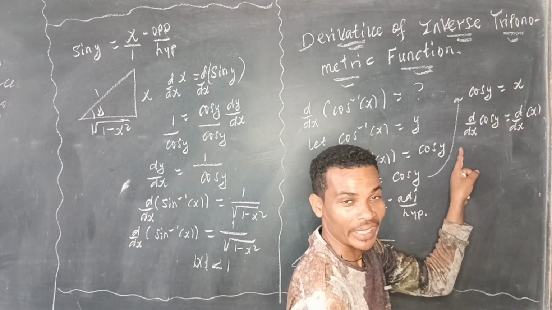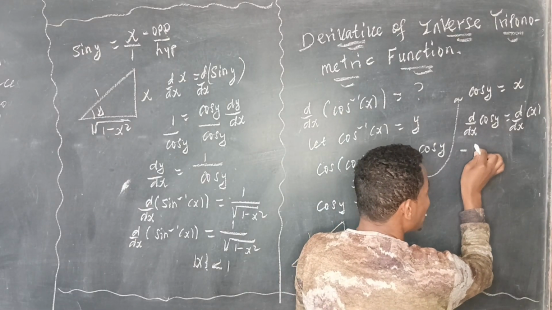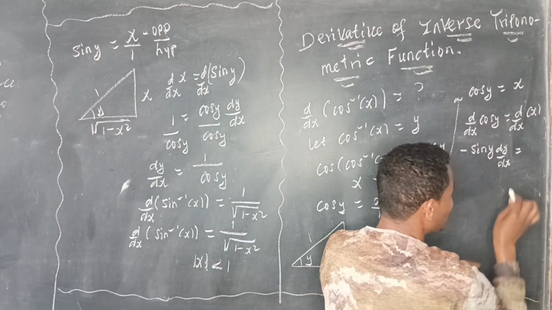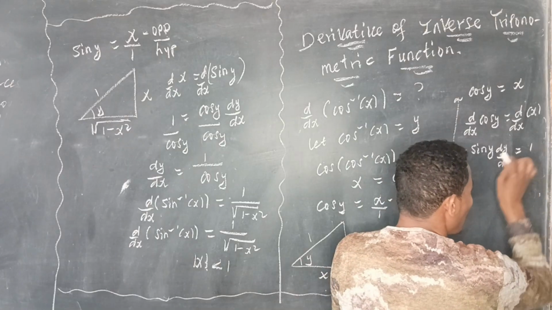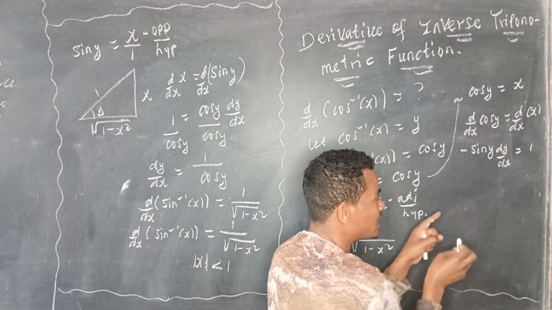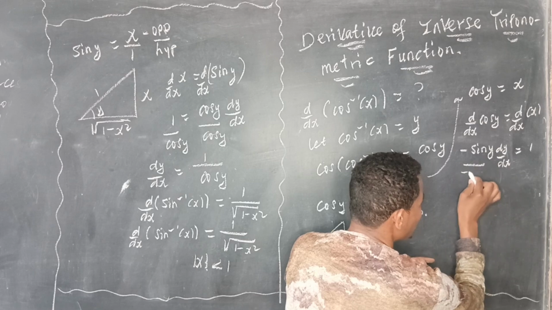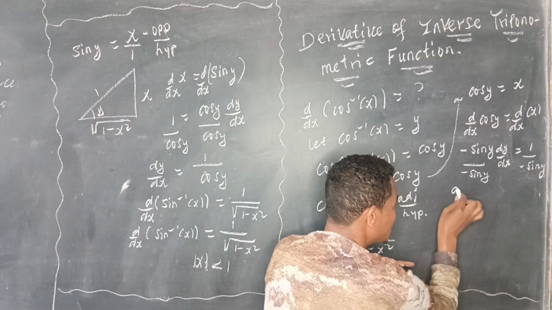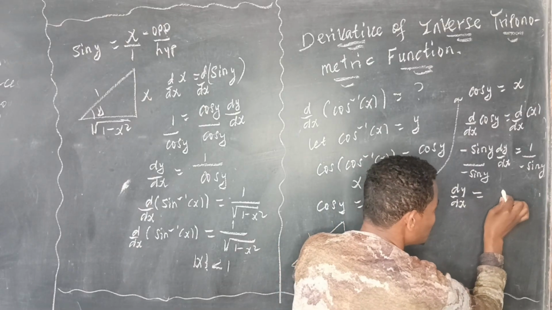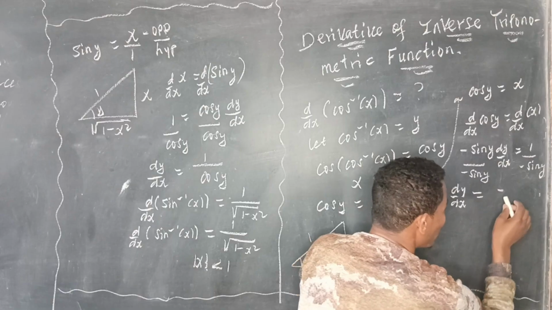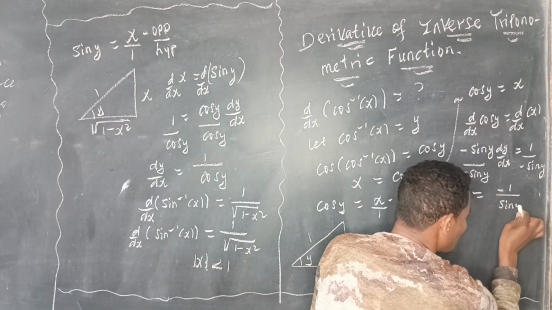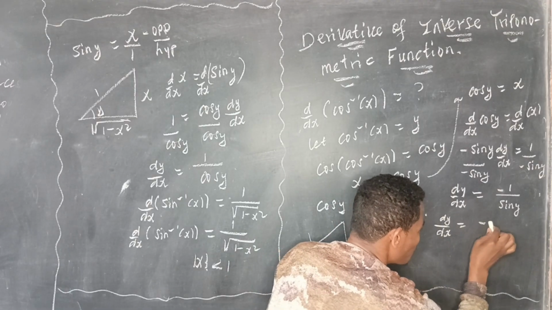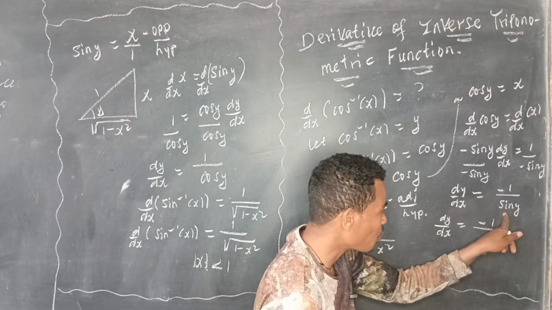Derivative of cos y with respect to x is minus sin y dy by dx, equal to the derivative of x with respect to x, which is 1. Now divide both sides by minus sin y. Then dy by dx is equal to minus 1 over sin y.